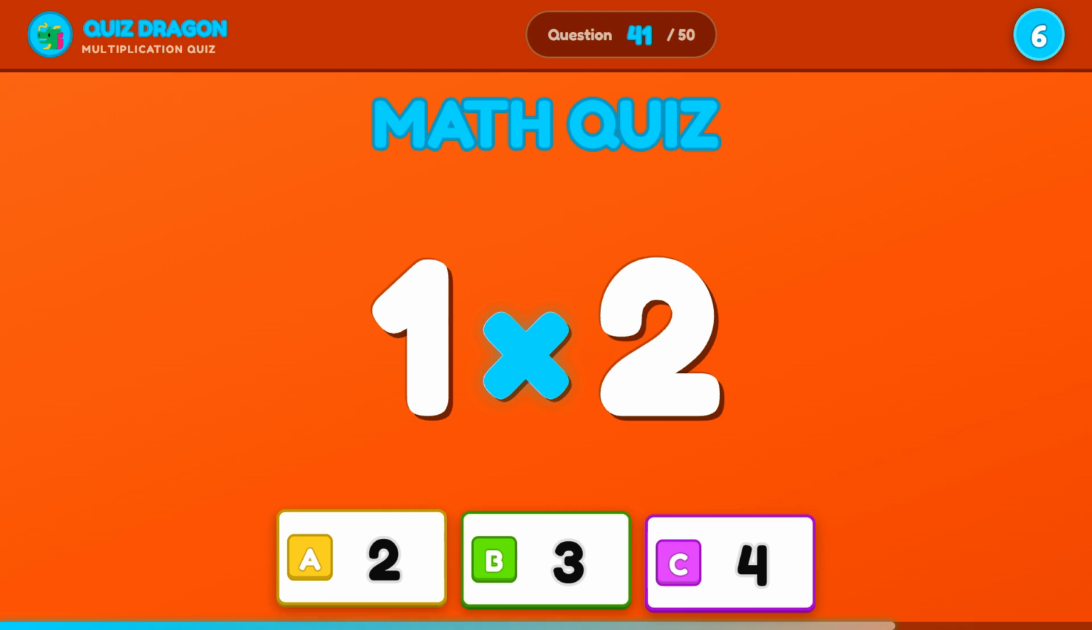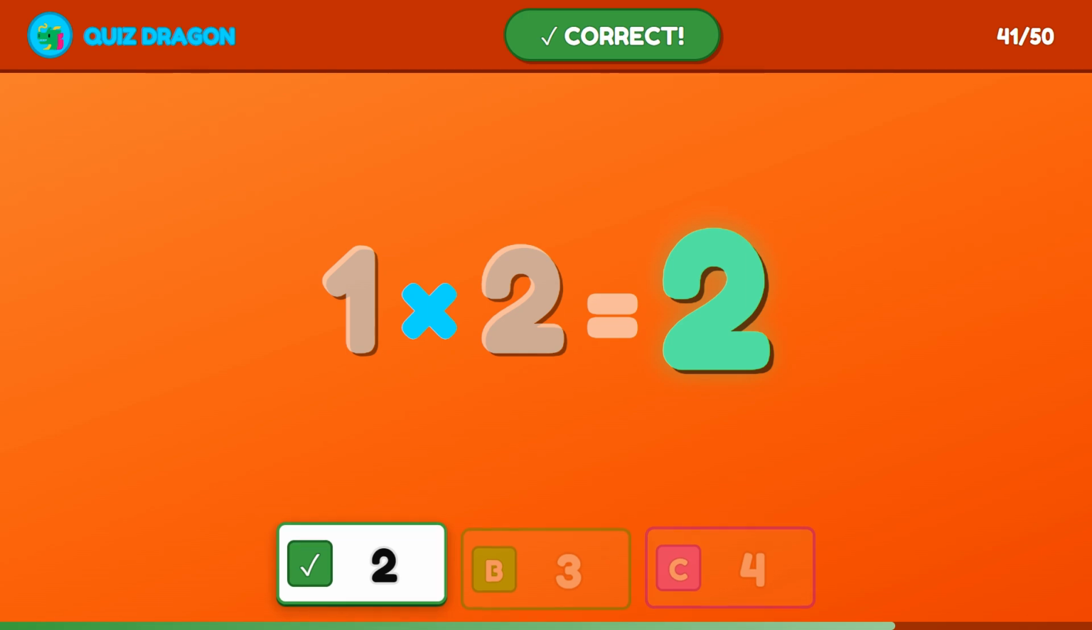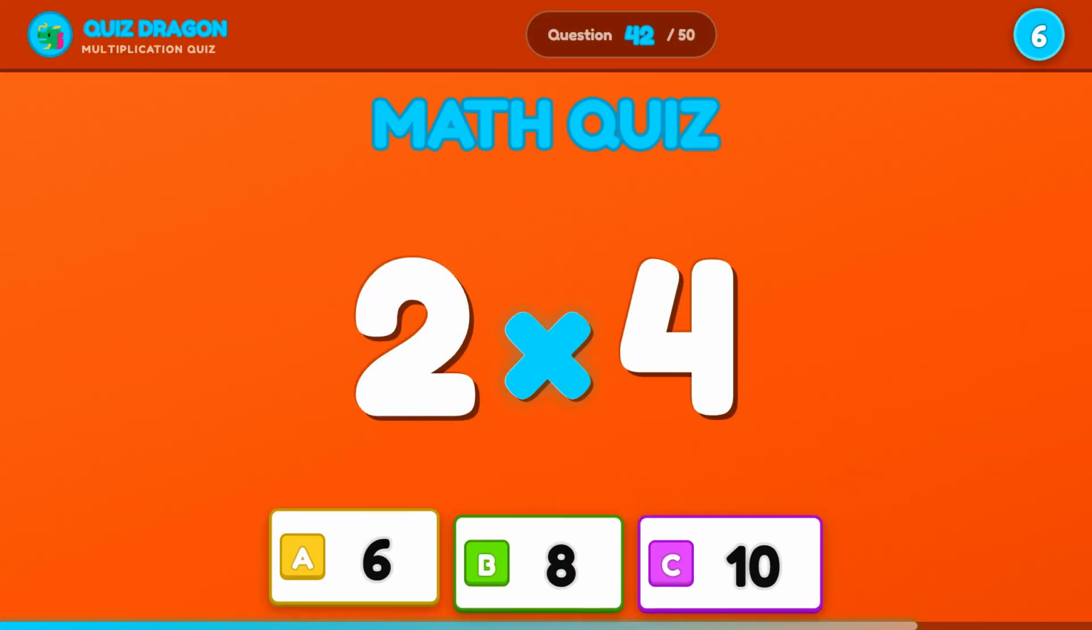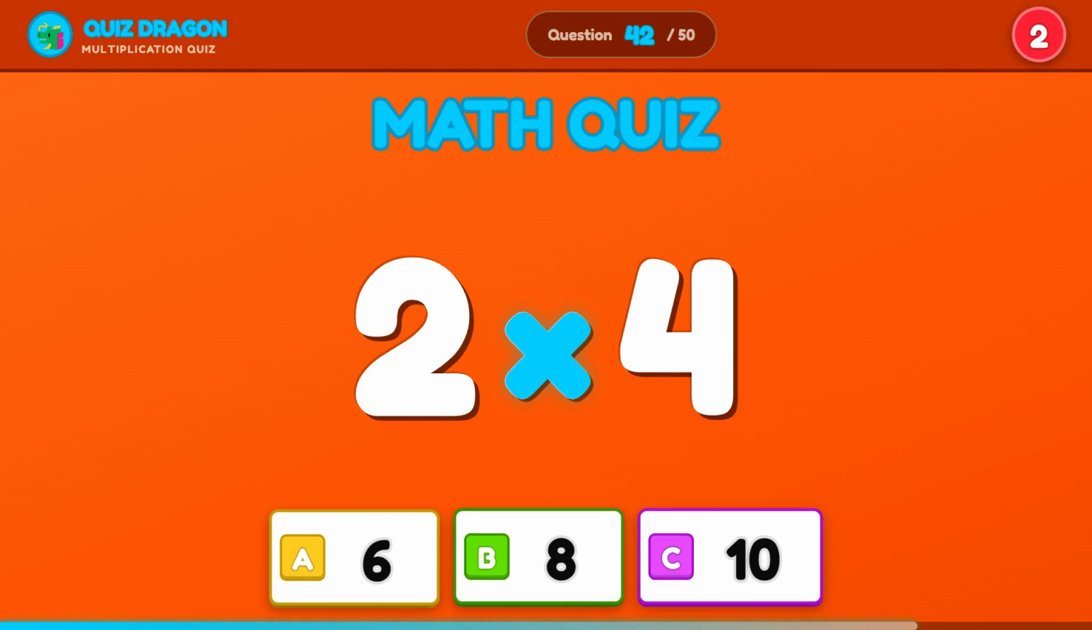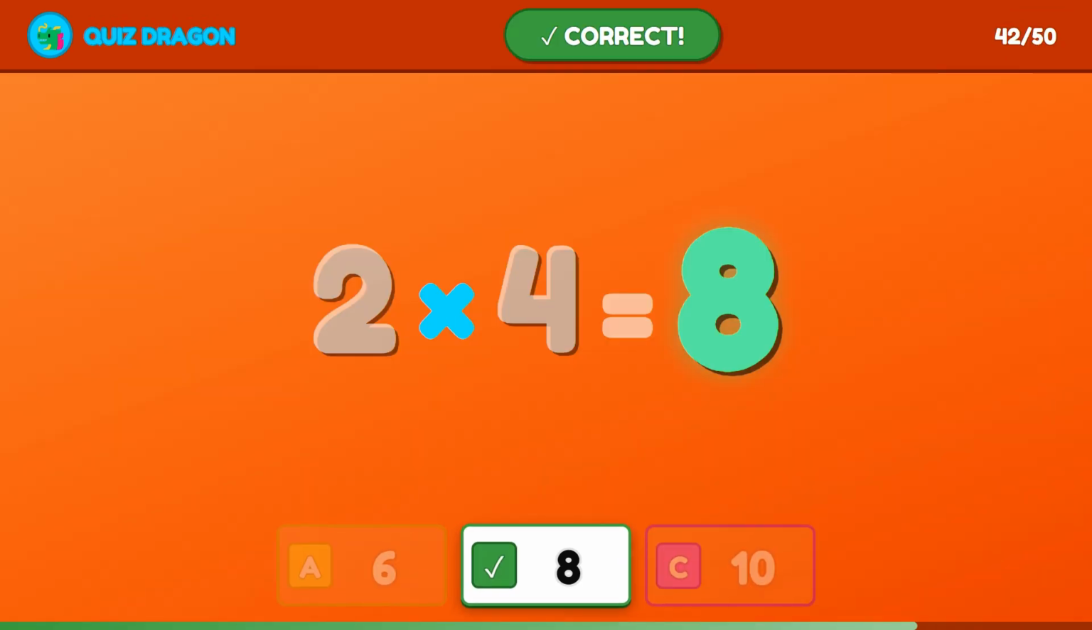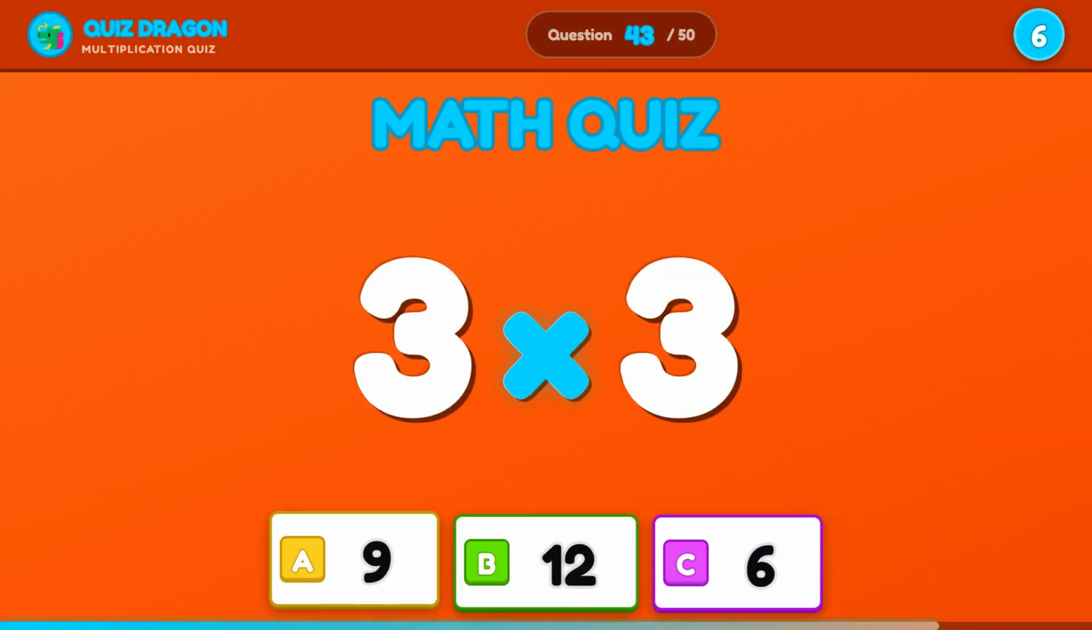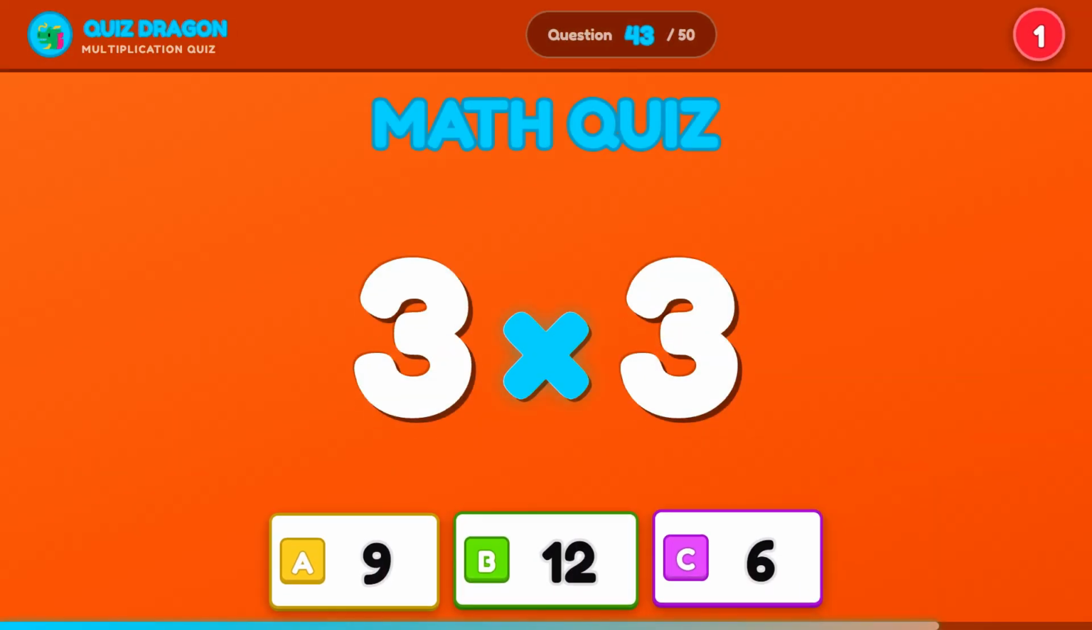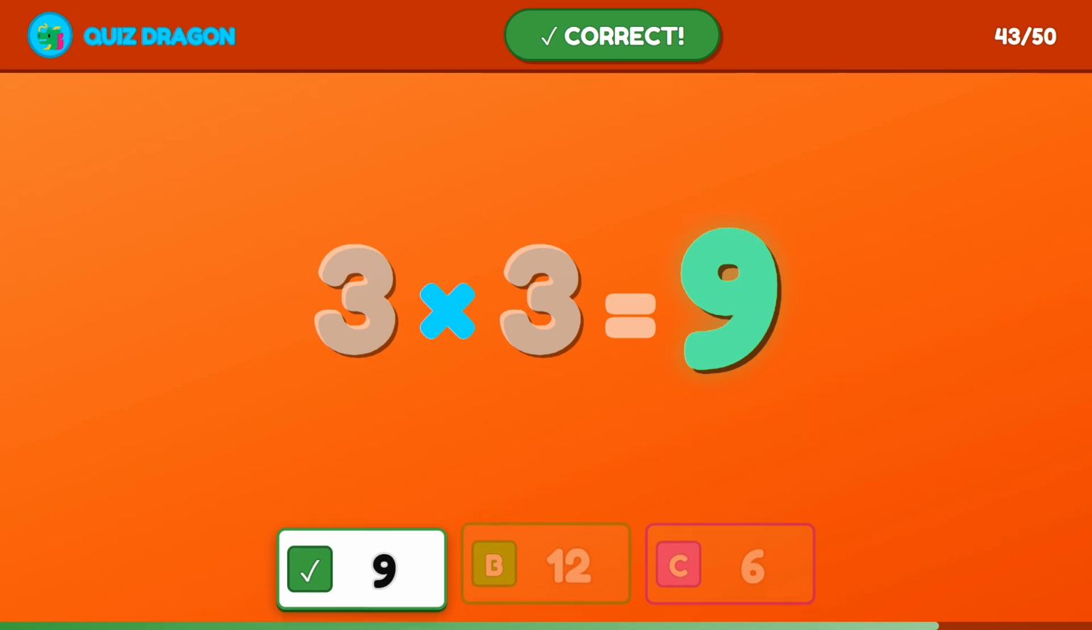You are on fire. Number 41. 1 times 2 equals? The correct answer is A, 2. Question 42. 2 times 4, what's the answer? The correct answer is B, 8. Question 43. What is 3 times 3? The correct answer is A, 9.